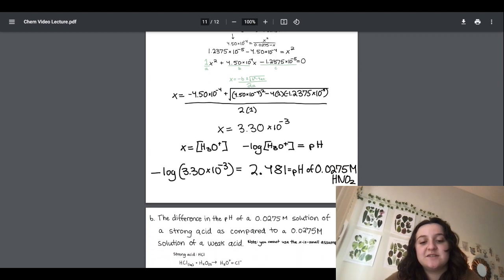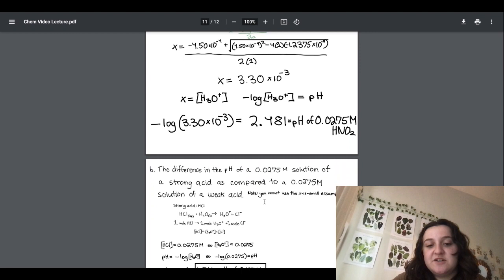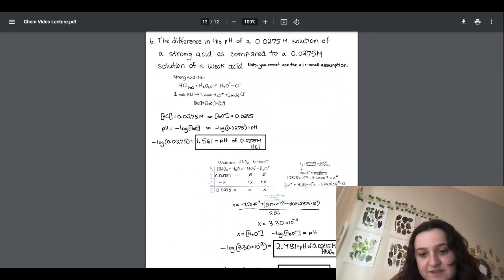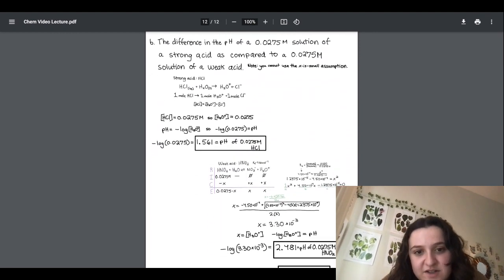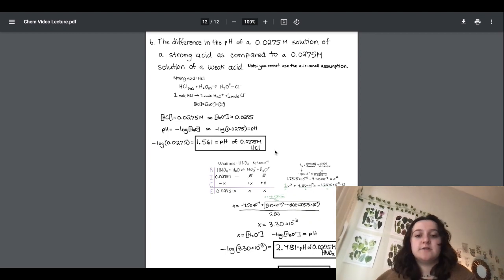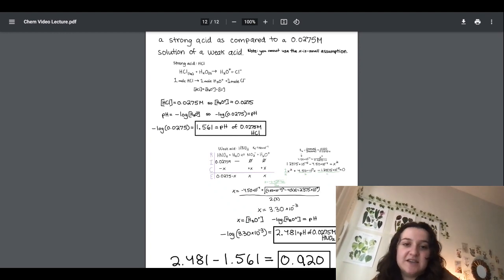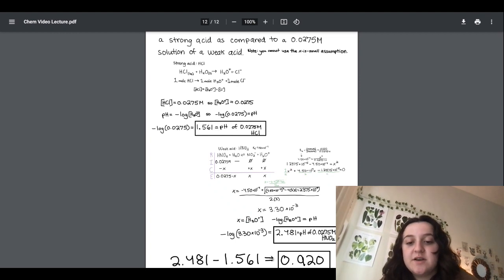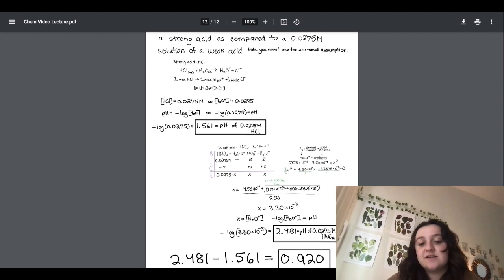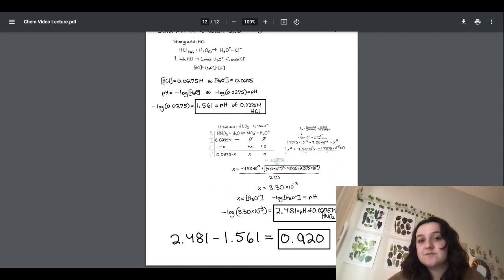So now, going back to the problem, it's asking us to find the difference between the two. So I brought down all of the work that we did. It's kind of small, I'm sorry if you can't see it, but it's just to remind us that we had 1.561 as the pH of the strong acid, HCl, and 2.481 as the pH of the weak acid. And so the difference between those is 0.920. And so that's our final answer.